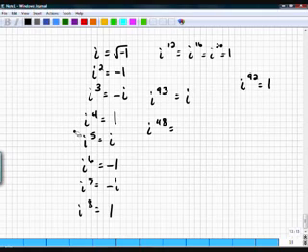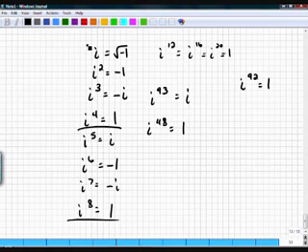I to the 48th power, isn't 48 a multiple of 4? So I to the 48th power is 1. I to the 4th, I to the 8th, I to the 12th, I to the 16th, all the multiples of 4 is just plain old 1. Square root of negative 1, always.